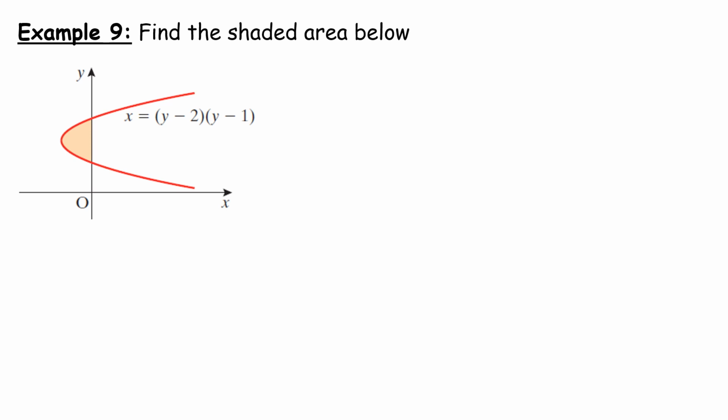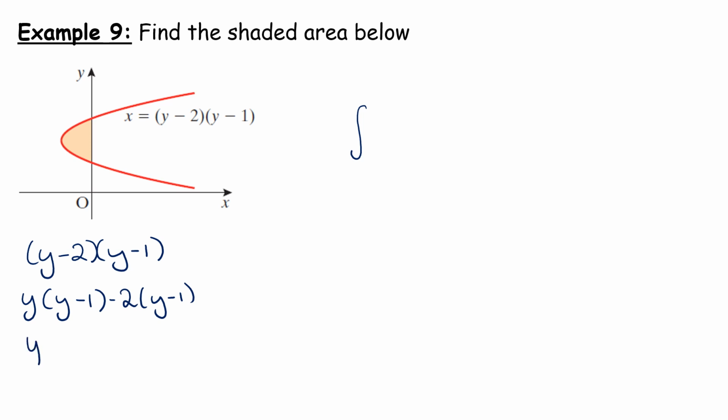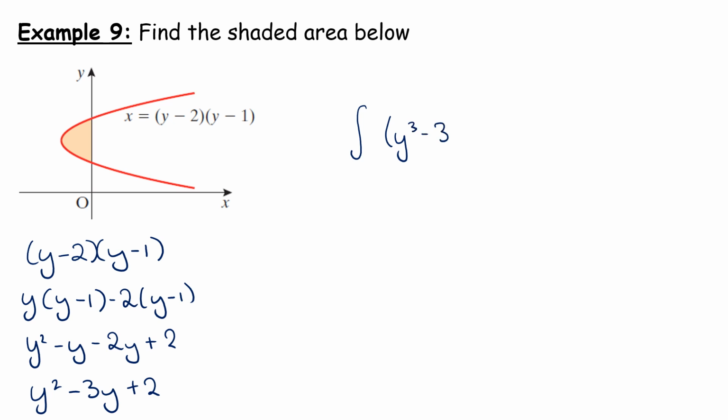So here I have x and I want to integrate it. Now I'm going to integrate not this whole thing. I have to work this out because we have no kind of special rules for multiplication. So we want to work this through. So let's split our bracket and multiply that out. So we get y squared minus y minus 2y plus 2. So that's y squared minus 3y plus 2. So I'm going to integrate this with respect to y. So dy, which means against the y-axis.